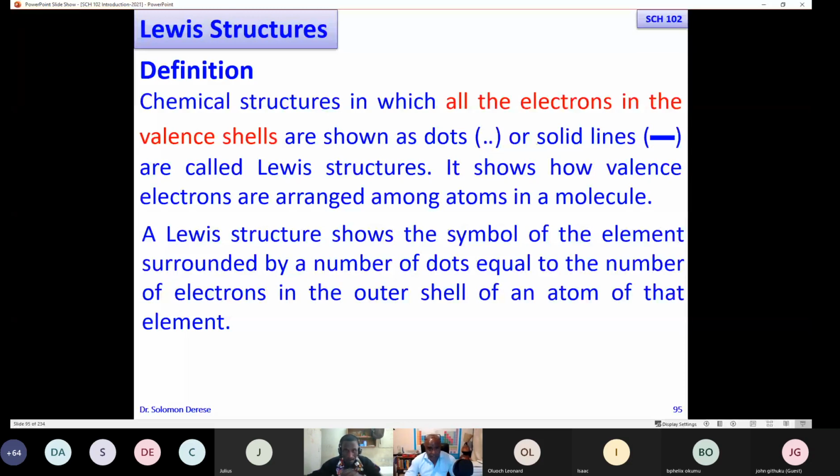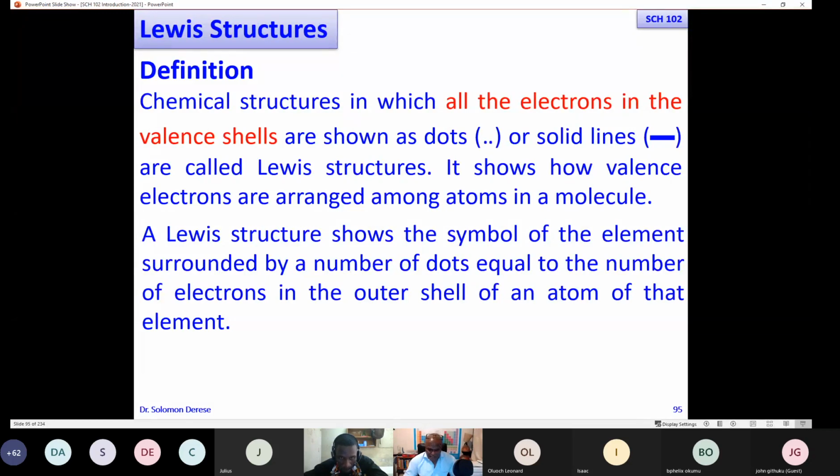You write the symbol C, and then since carbon has 4 valence electrons, there will be 4 dots around the carbon, and that will be the Lewis structure for carbon. So we only show the valence electrons, and then you put these valence electrons as dots around the atom.